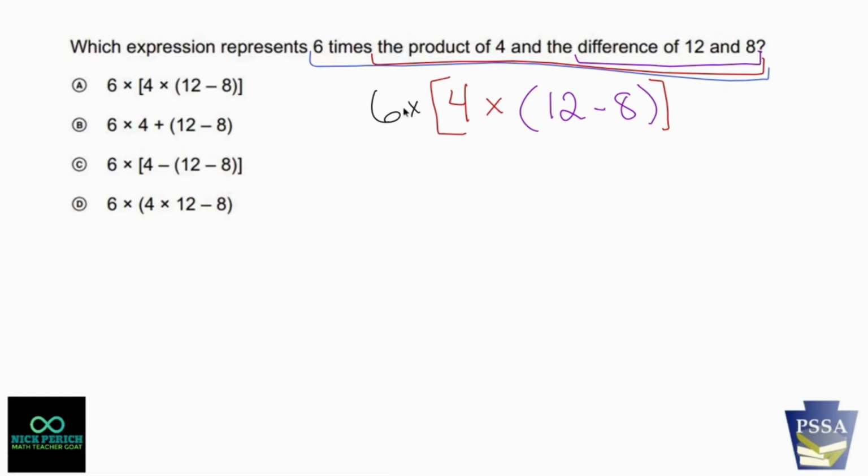So we end up with 6 times a bracket, 4 times a parentheses, 12 minus 8, close the parentheses, close the bracket, and in this case the answer is A.